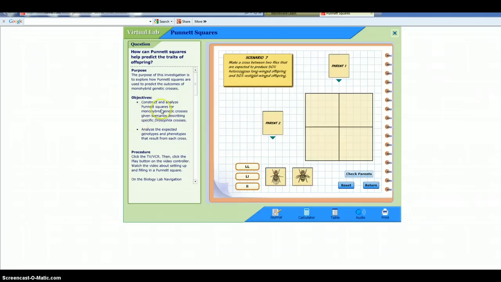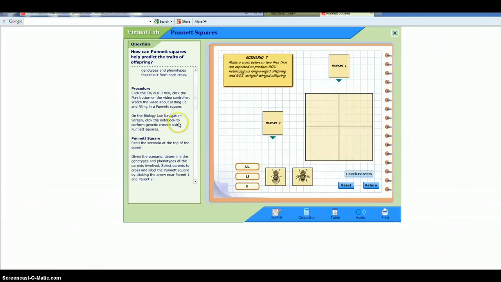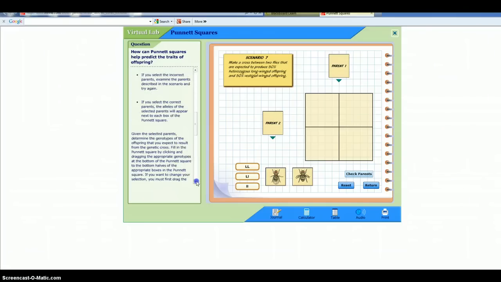Okay? So, do monohybrid genetic crosses, which is we're looking at one trait at a time, and analyze the genotypes and phenotypes that are expected from each cross based on these scenarios, okay? So you go through a bunch of these scenarios. And then click the notebook to perform genetic crosses. We did that. Punnett square, read the scenario at the top of the screen. Here's all the directions. I just showed you how to do it. So that's all there is to it. And you fill out the table.